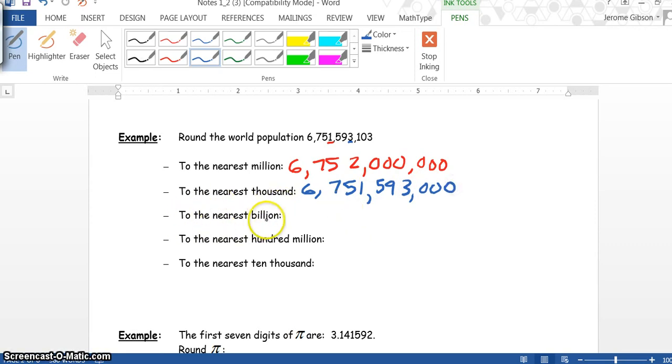Now it says to the nearest billion. So we look here. This 6 is in the billions place. So we look to the right of this 6 and we have 7. We know 7 is 5 or greater, so we will add 1 to this 6, and the rest of these 9 digits will become zeros. So it'll be 7 billion.